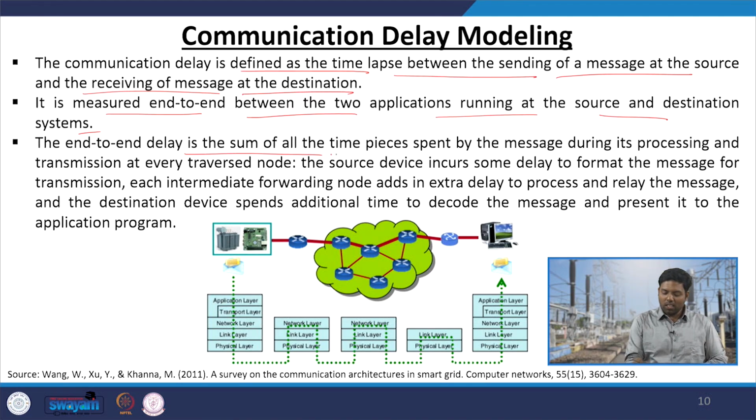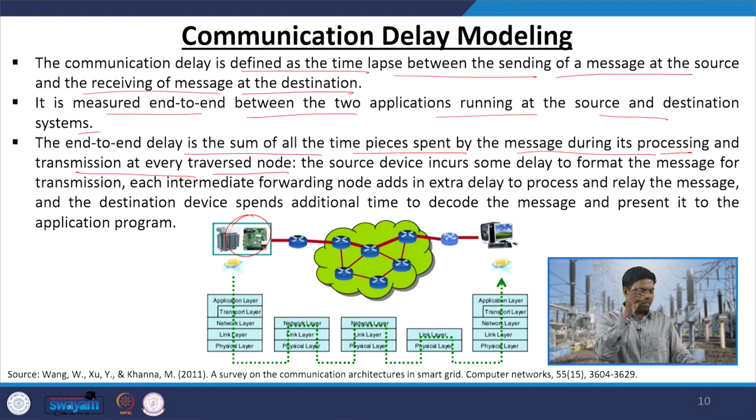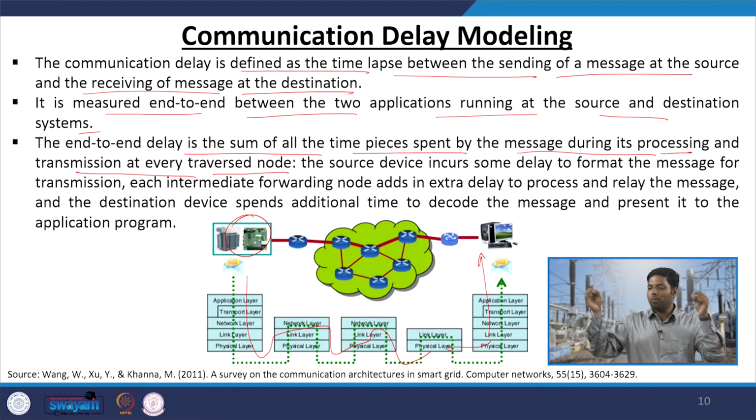The end to end delay is the sum of the time spent by the message during its processing and transmission at every traversed node. If this is your sender, say you have a thermal sensor at your transformer to measure the oil temperature, and you need to fetch that data at the control center. When it senses that temperature, it takes multiple layers of communication to finally reach your control center.